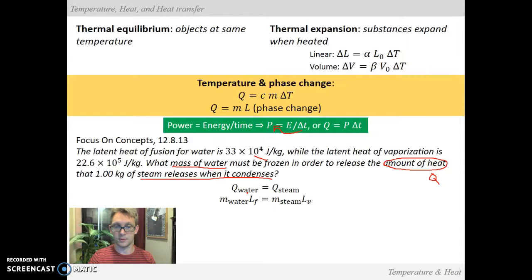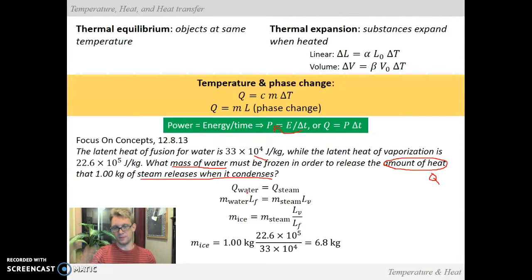So because both of these are phase changes, we can then write m of the water times latent heat of fusion is equal to the mass of the steam times latent heat of vaporization, which is the phase change equation above. So then we can simply solve for the mass of water, or the ice, because the water is turning into ice. We plug in the numbers, and we find that it's 0.8 kilograms of ice in order to release the same amount of heat that 1 kilogram of steam releases when it condenses. I hope that makes sense.